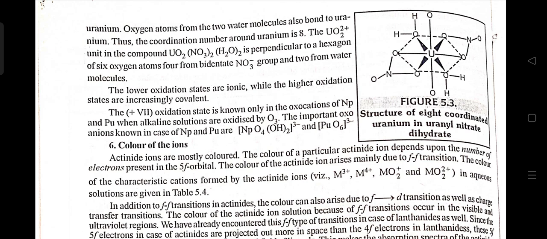Actinide ions are mostly colored. The color of a particular actinide ion depends on the number of electrons present in the f orbital. The color of the actinide ion arises mainly due to f-f transitions. The colors of the characteristic cations formed by the actinides, that is M3+, M4+, MO2+ and MO2 2+ in aqueous solution, are given in Table 5.4.